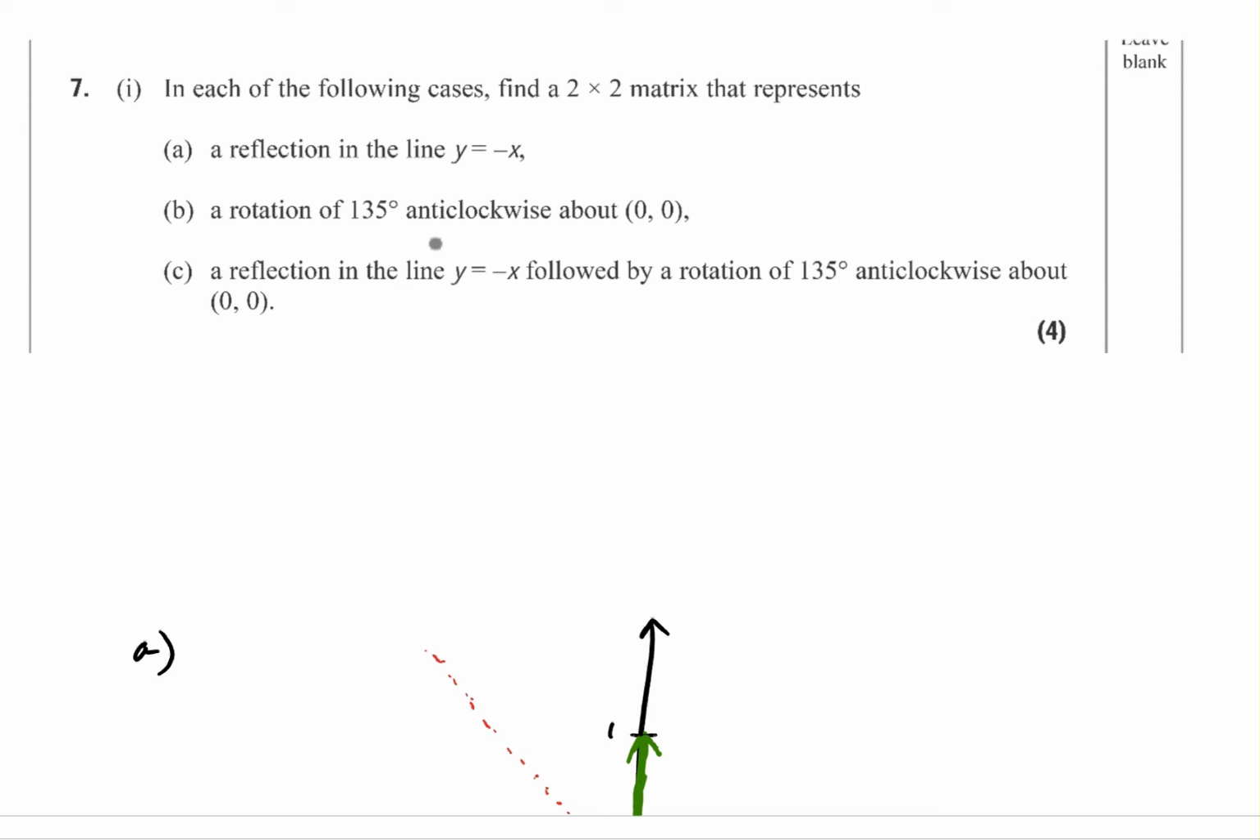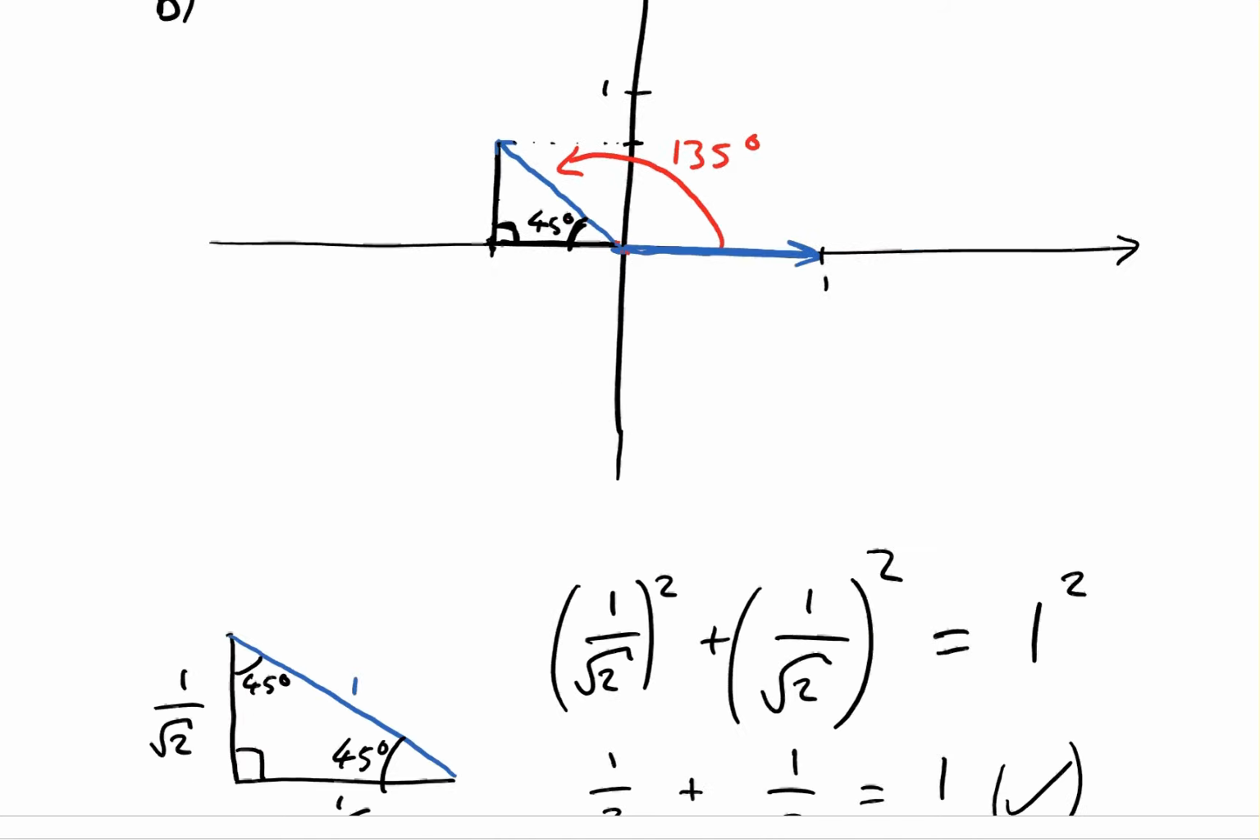So you could either do it by thinking about it and drawing it out the same way. There's 2 marks worth to this question. I wouldn't do it that way. I've got my identity matrix, and a reflection in the line y equals minus x is the matrix 0, negative 1, negative 1, 0. We worked that out in part A.